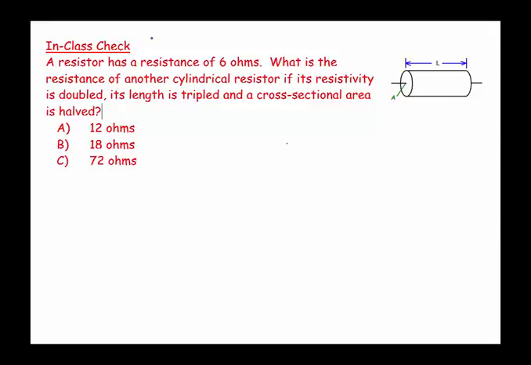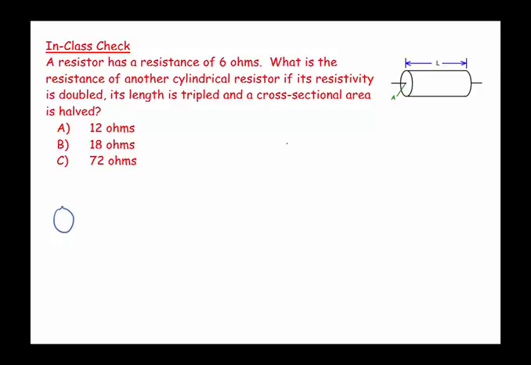Welcome. This question says a resistor has a resistance of 6 ohms. What is the resistance of another cylindrical resistor if its resistivity is doubled, its length is tripled, and its cross-sectional area is halved compared with the first resistor?